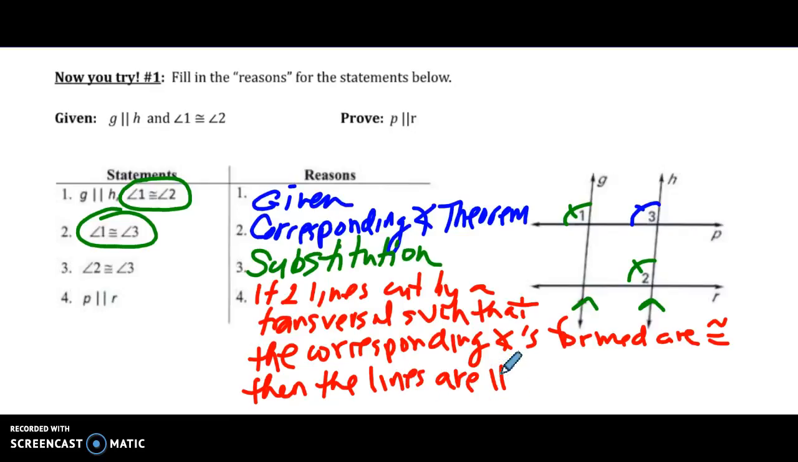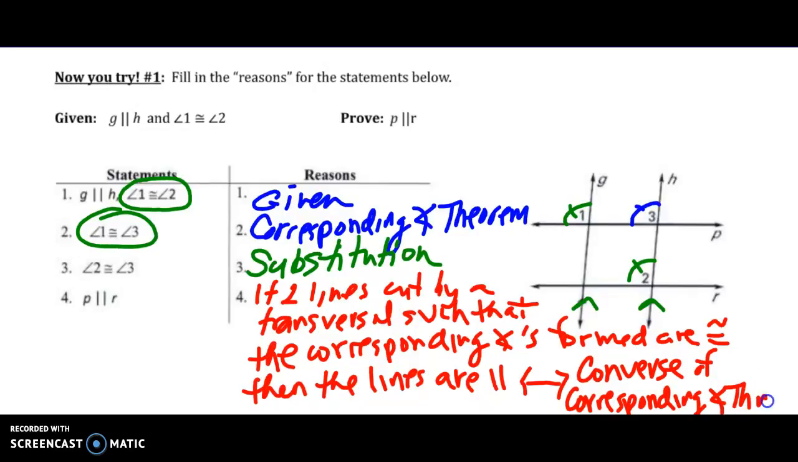What theorem did we just state in that? Again, you can state either what we just said, or you can say the converse of corresponding angle theorem. Either one suffices. So either that long sentence that I just wrote, or you can say converse of corresponding angle theorem.